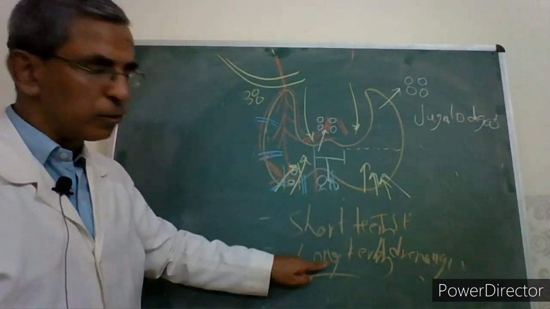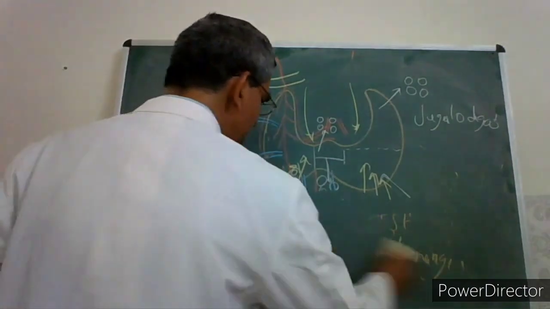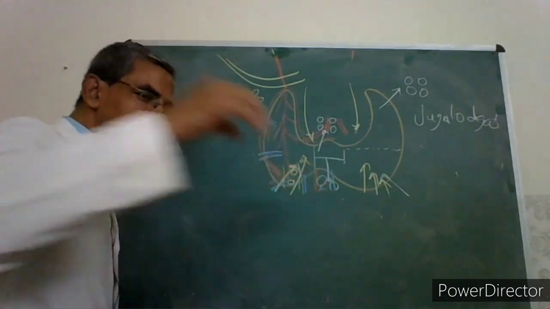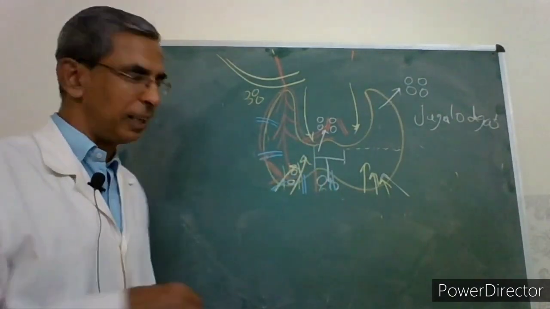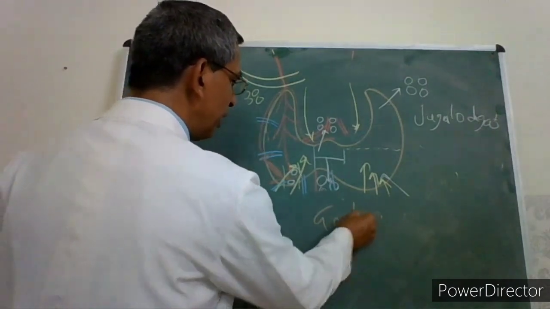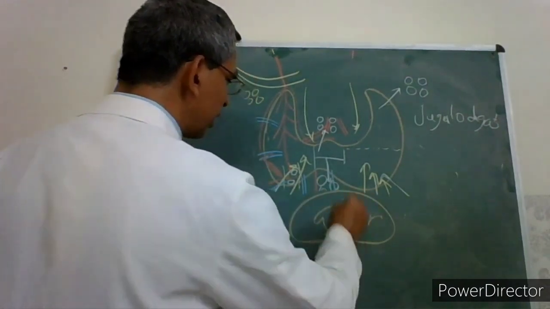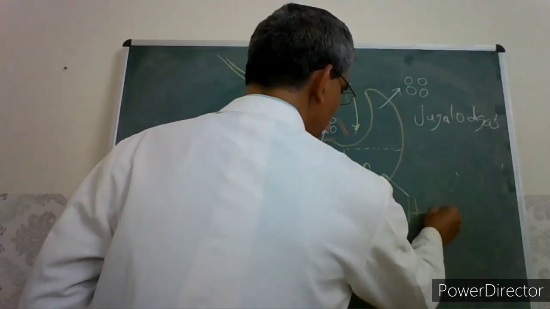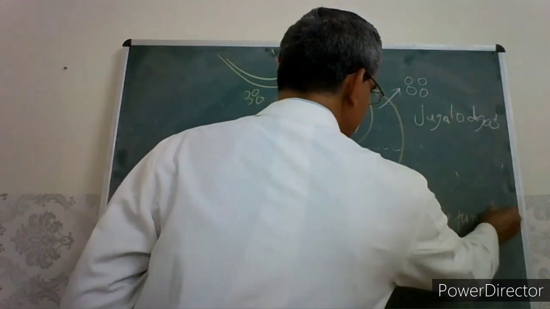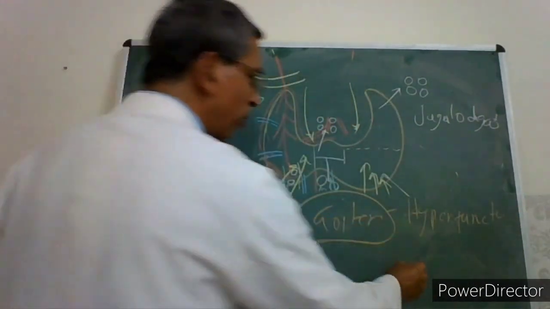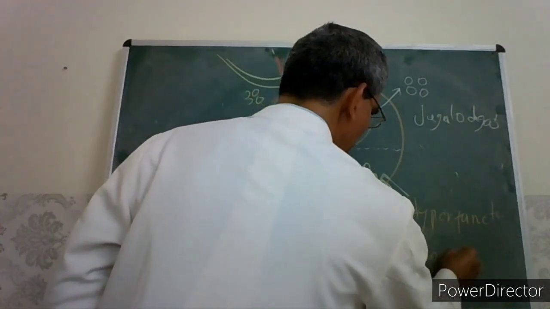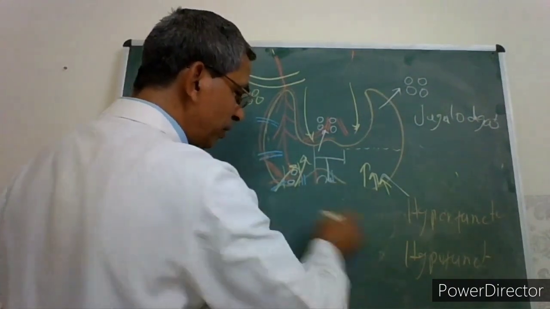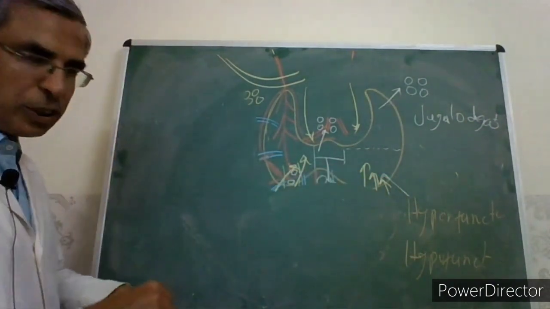Now the applied aspect of the thyroid gland. There may be an enlargement or swelling of the thyroid gland, known as the goiter. The thyroid gland may be hyperfunctioning or hypofunctioning. Hyperfunction is known as the toxic goiter.